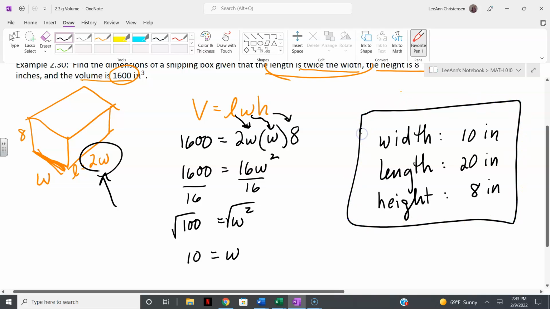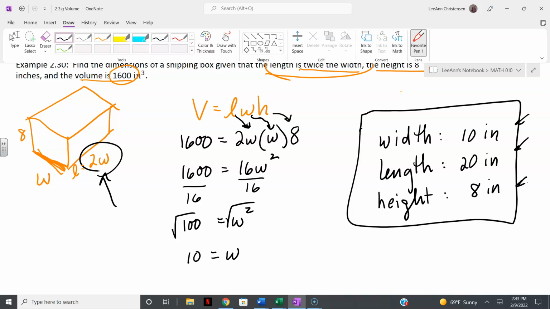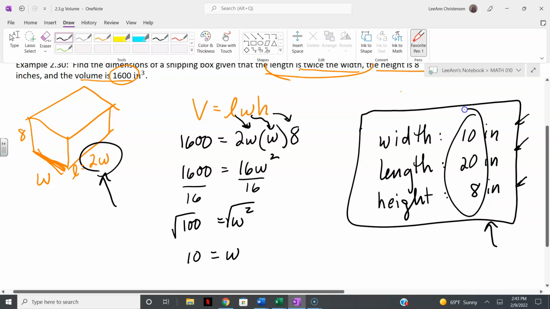So that was a volume problem. The volume is measured in cubic inches, but the width, the length, and the height, those are linear measurements, how long something is. So that's why it's just in inches, 10 inches, 20 inches, 8 inches. But if you multiplied those together, see, that would be the 1,600, and then inches times inches times inches gives you inches cubed. Okay, just a little extra explanation there.